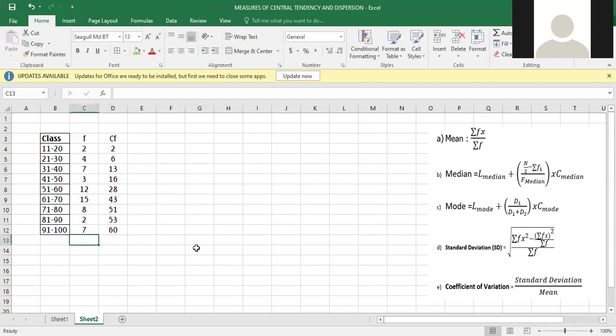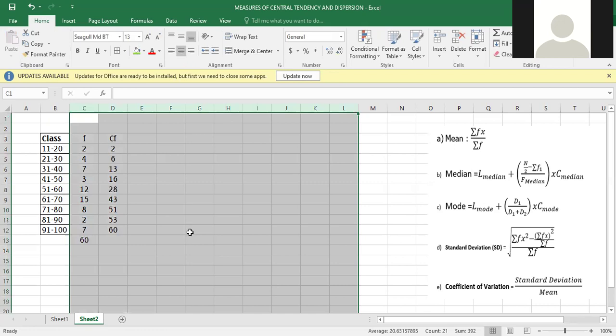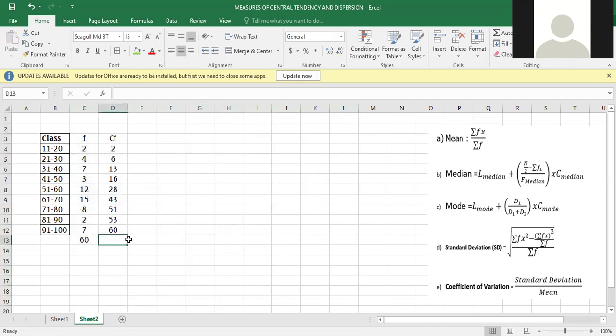And so the summation of all of these together, use your calculator. If you are not too good with Excel, use your calculator, and that will give you 60. Of course, I don't have to do the summation of these two.